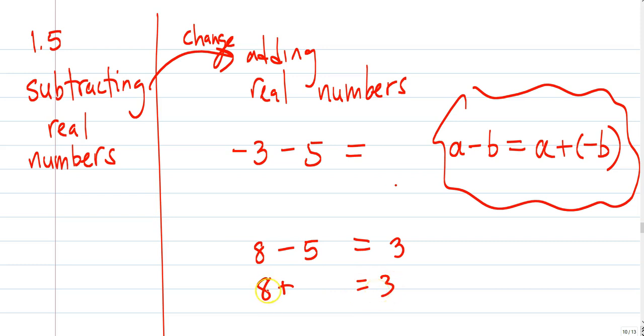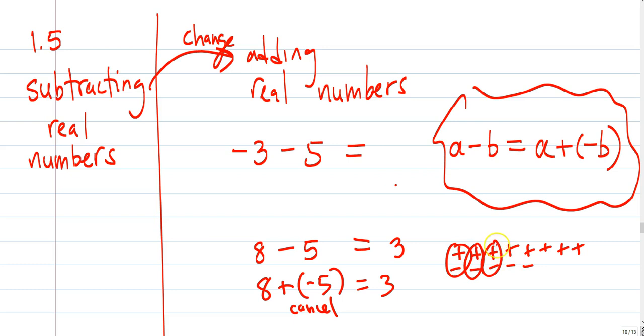Well, if I had 8 positives plus 5 negatives, then I know from the previous section that opposite signs would cancel out. So I would have 8 positives plus 5 negatives, cancel them out, and leave me with 3 positives. I could take my 8 positives, I could take my 5 negatives, and every plus 1 and minus 1 would zero out, leaving me with 3 positives left. You're like, that's ridiculous. I would never do that with 8 minus 5. I get it. I wouldn't either. 8 minus 5 is 3. That's easy. But how do you do negative 3 minus 5?